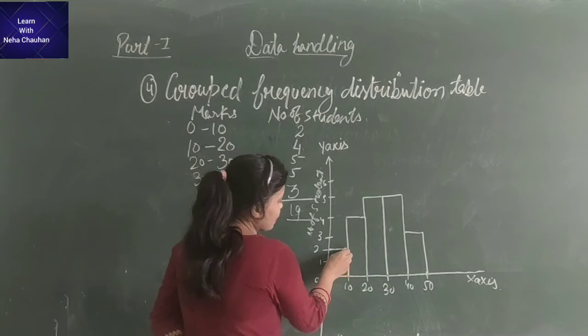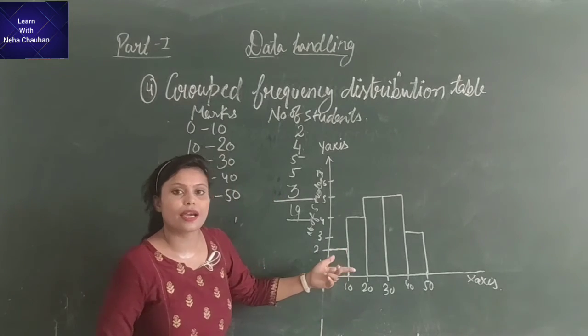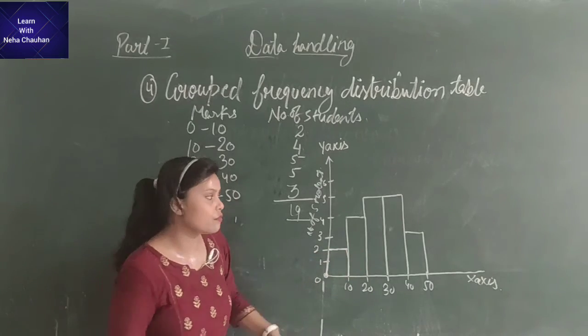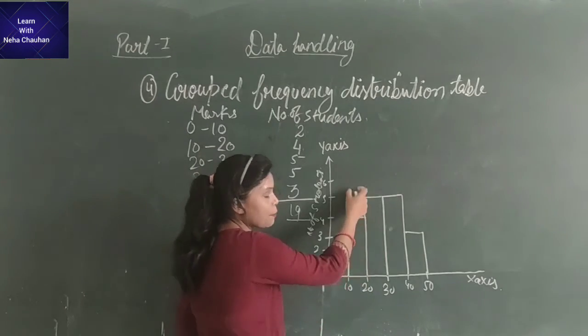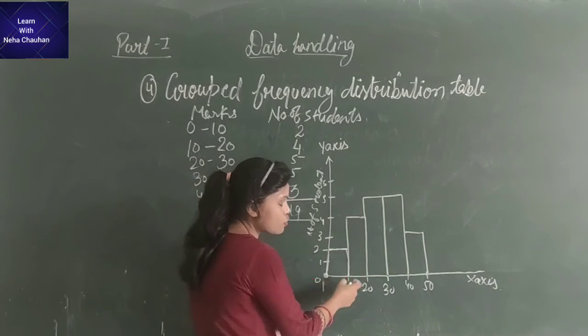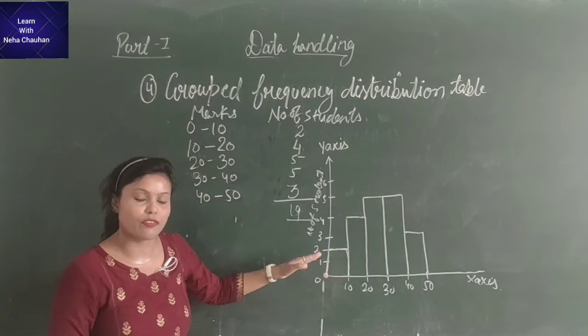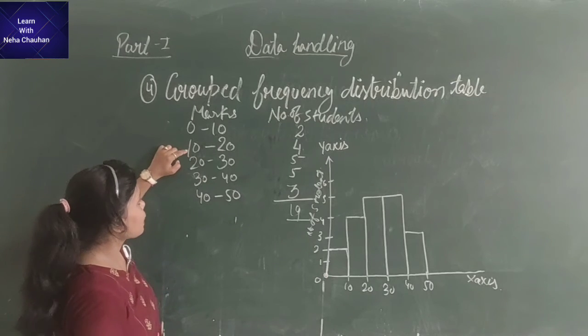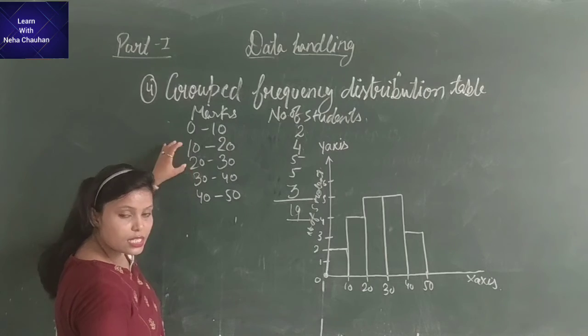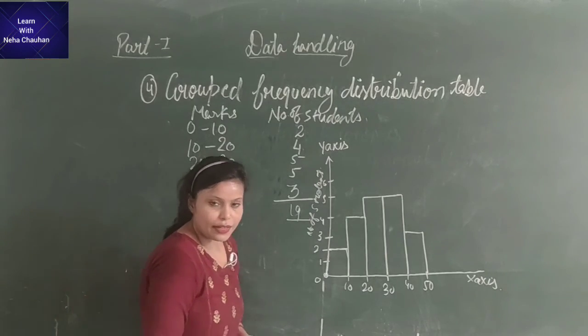Here you can observe the difference between bar graph and this graph. What is the difference? In the bar graph there is a gap between the bars, but here there is no gap between the bars. Why? Because the lowest class and the highest class of the next class interval is same. All right.